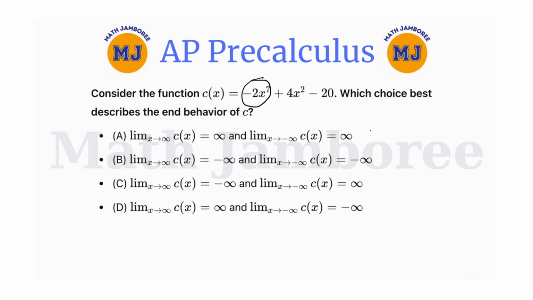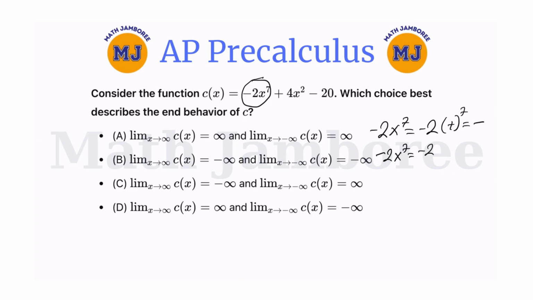So, negative 2 times x to the power of 7. As x approaches positive infinity, x to the power of 7 is positive. Negative times positive is negative.